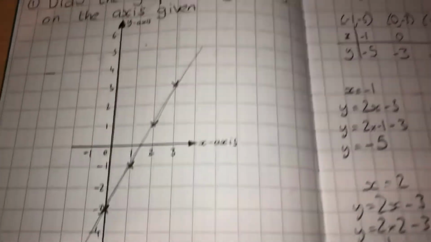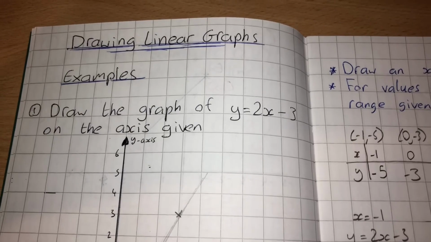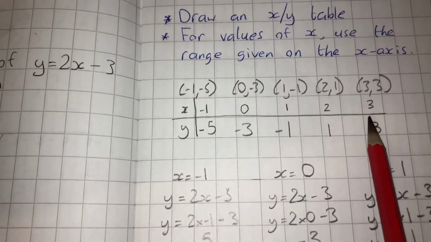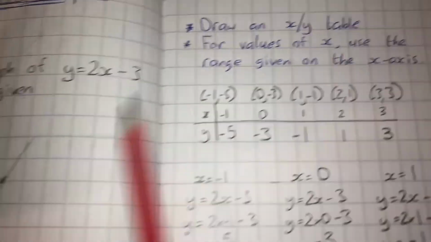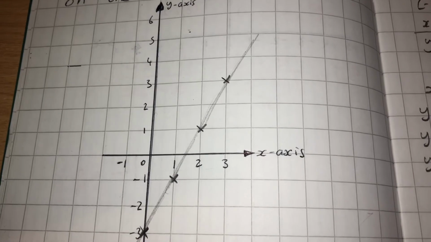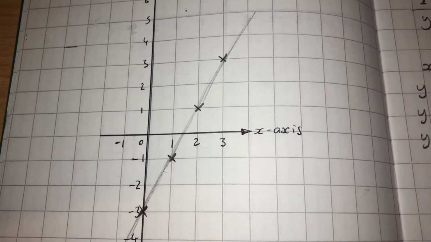So not much of a difference between this video and the last. The only difference is when you're not given an XY table, my advice is to use one, and to get your values of x, just use the range of values that are given within the x-axis itself. Anything you're unsure about, just ask, and I'll put a couple of questions in here to have a go at.